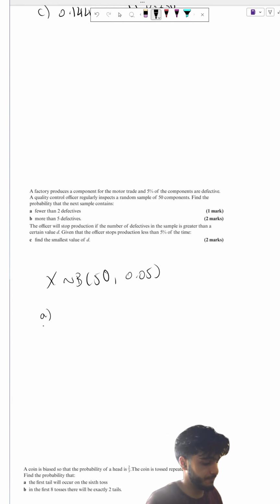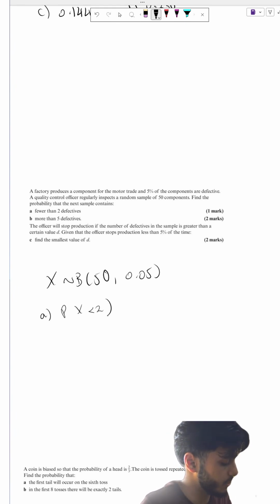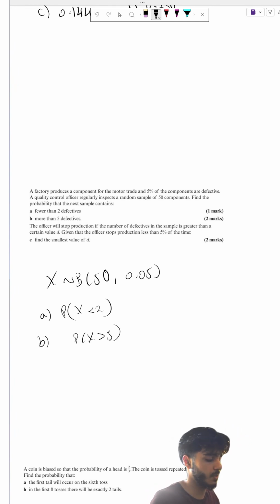So A. Fewer than 2 defectives. Probability that x is less than 2. B. More than 5. So probability that x is bigger than 5. Okay. So we can put that into a calculator and you can get the numbers for that. That's good. That's really good.